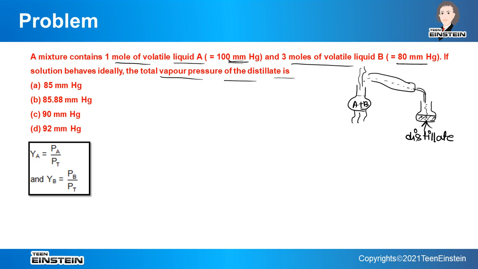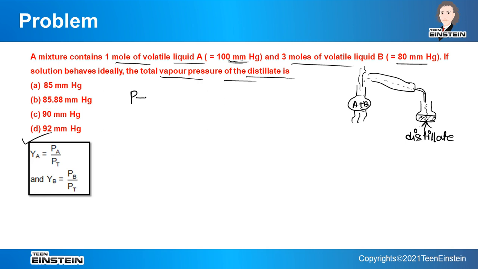Obviously the question is asking for the total vapor pressure of the distillate, but actually it is asking for the mole fraction in the vapor state. We have to know that, because if we do not know the mole fraction, we cannot find the total vapor pressure of the distillate. So we again have to use this formula. First we will find the mole fraction of A.